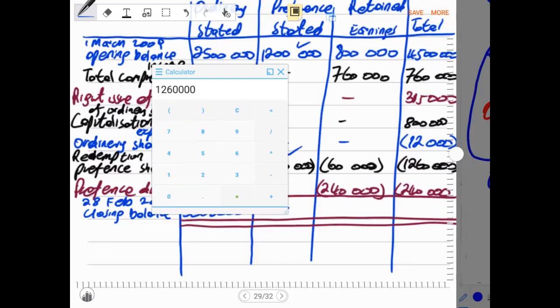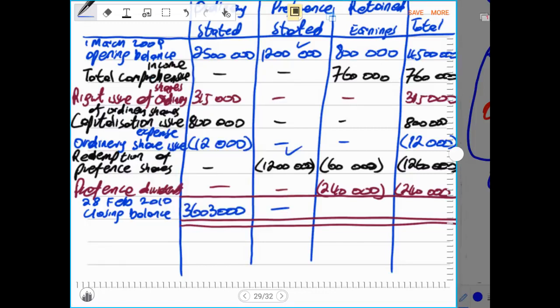That gives us 1,260,000. Let me check, what did I leave behind? Okay, capitalization, yes. Capitalization, I forgot something. Capitalization is 800,000 recorded under retained earnings. I was just contradicting myself now. 800,000 is recorded under retained earnings. If you have spotted the error, thank you for spotting that, because I know some of you would have spotted this when I recorded this in the wrong entry. That's why it's important to listen to the video until the end, because sometimes you might miss things that were corrected along the way.